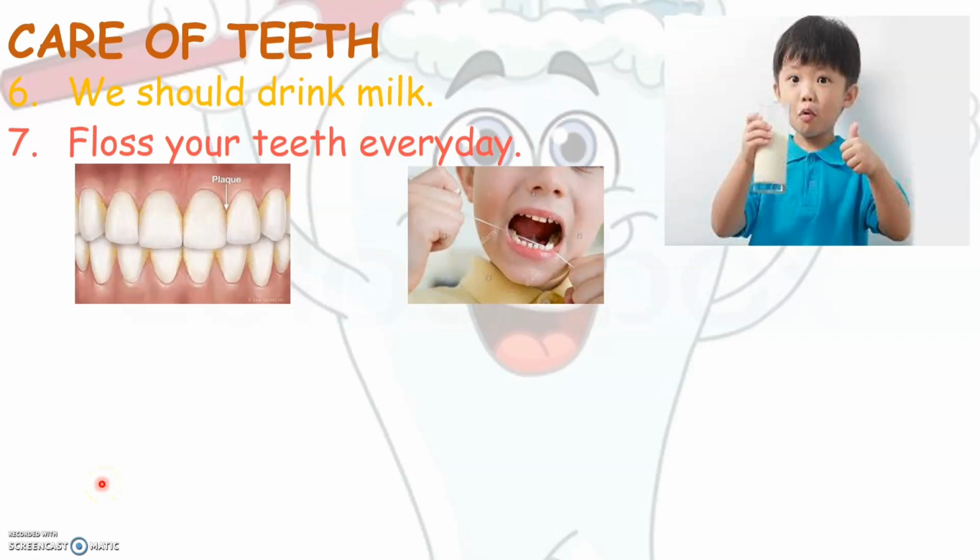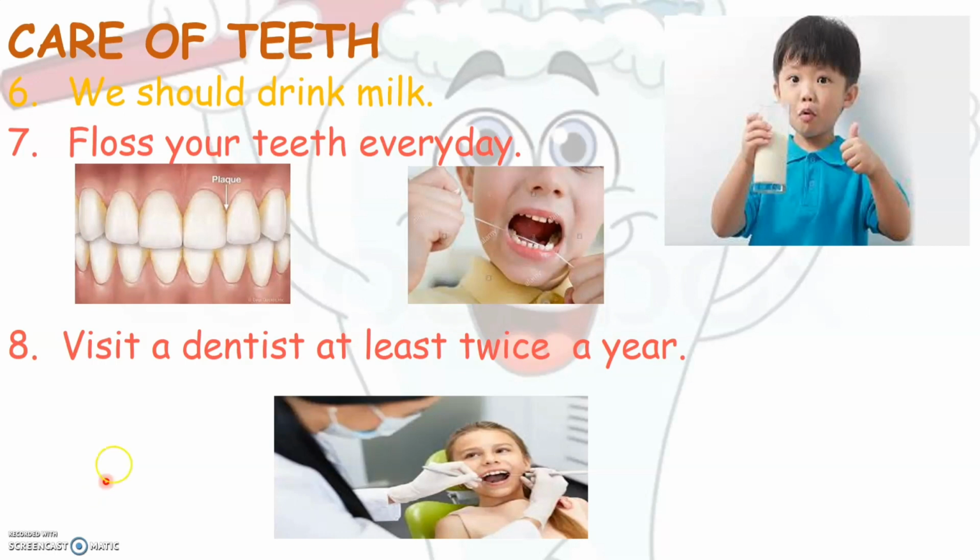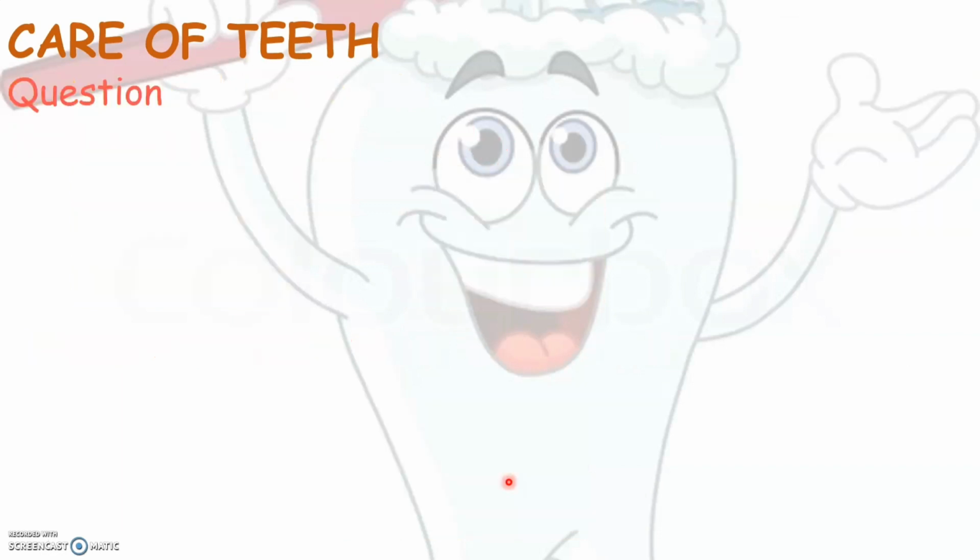The last important way using which we can take good care of our teeth is that we need to visit a dentist at least twice a year. Now when we visit a dentist, as you see here in the picture, a dentist will examine our teeth and then will tell us ways in which we can take proper care of our teeth. Now we have studied different ways using which we can care for our teeth. Now let us see if we are able to answer a few of these questions.